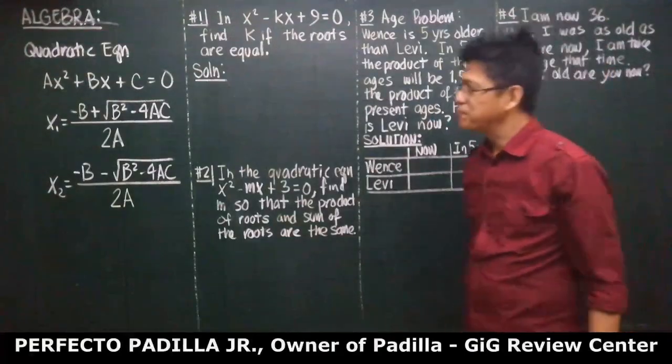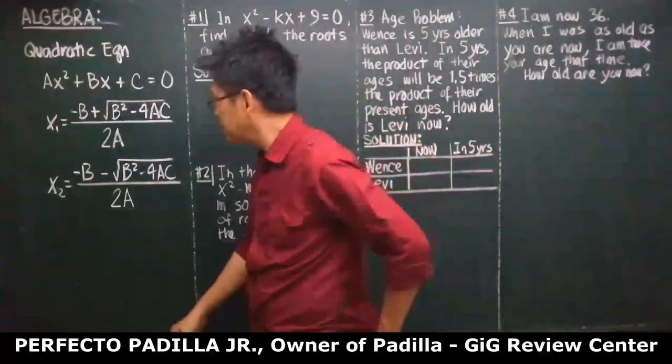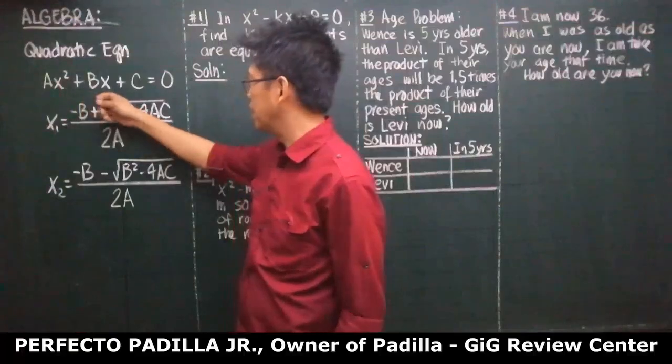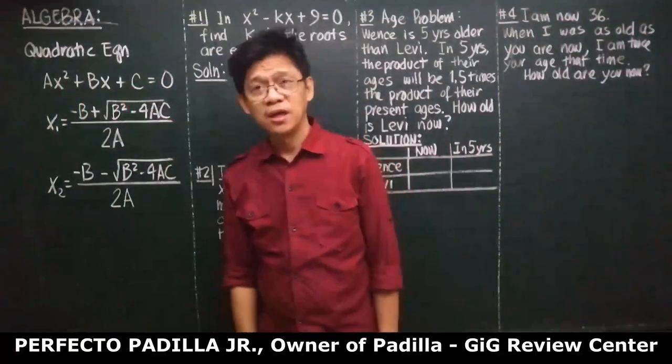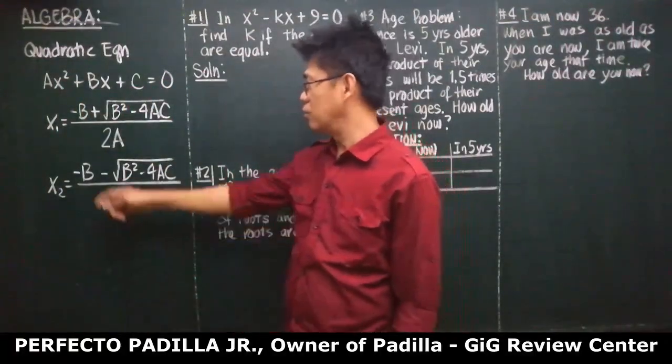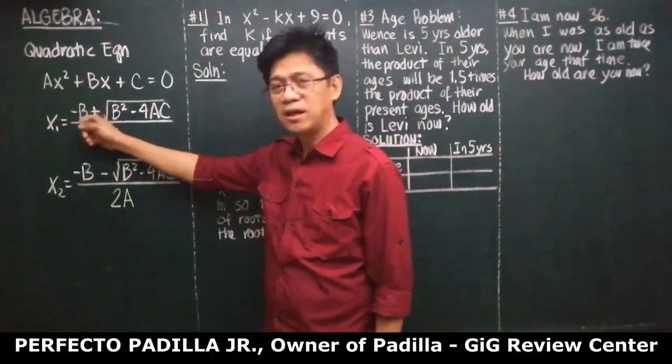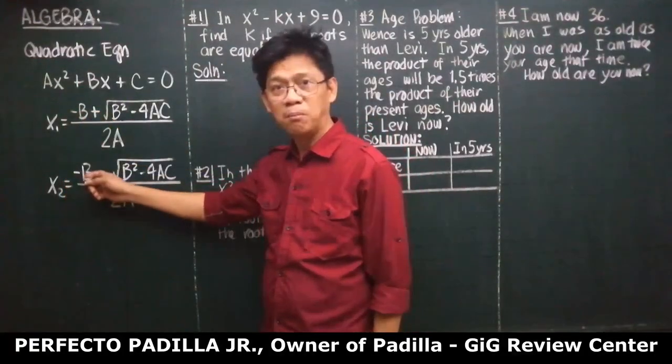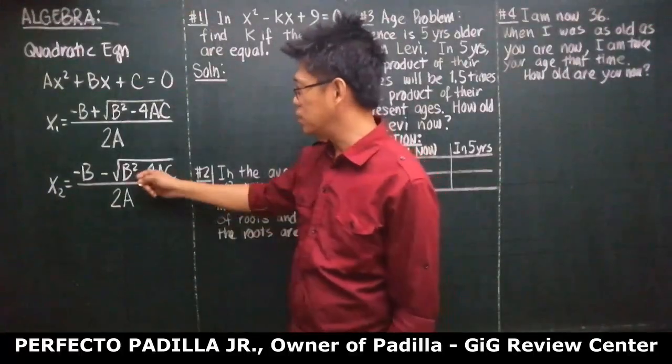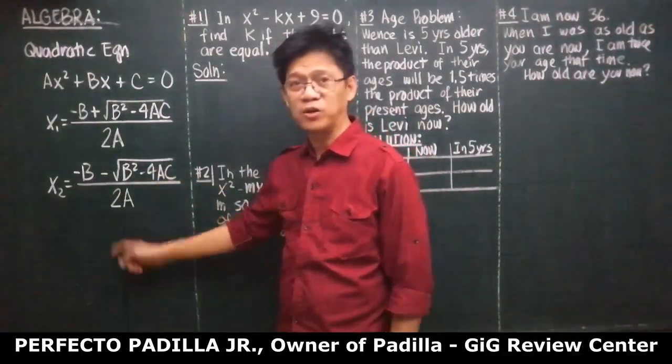Let us have this one. Now, for a quadratic equation, the form is ax squared plus bx plus c is equal to 0. And by the quadratic formula, the roots are minus b plus, the other is minus b minus, square root of b squared minus 4ac over 2a.